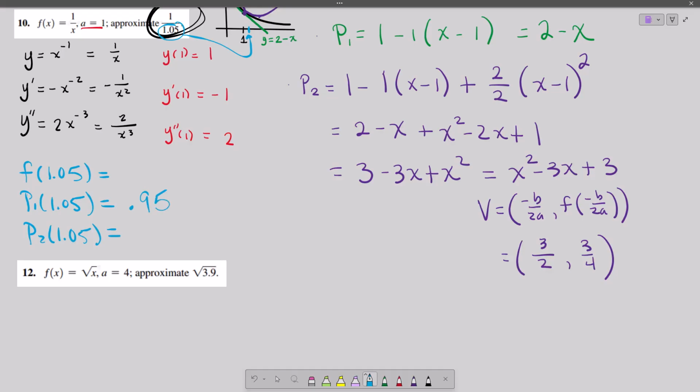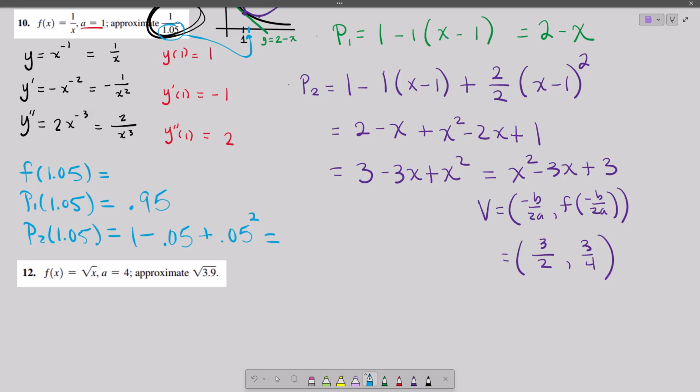If we go to P sub 2, plugging it in there is going to be kind of a pain. It's actually going to be easier to plug it in right there. So we're going to end up with 1 minus, if we plug in 1.05 here, 0.05 there. And then here, that cancels. Plug there, we get 0.05 squared. So whatever that all adds up to.